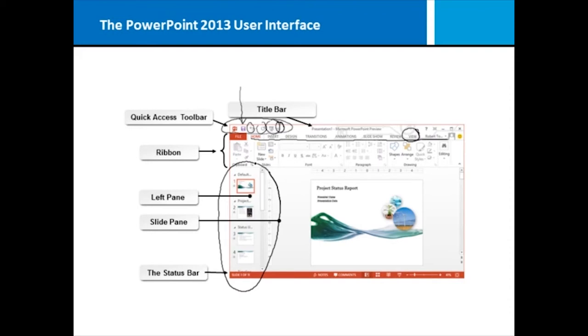And after the ribbon, you have what is called the left pane, and the left pane is where you can see small thumbnails of the slides that are currently in your presentation. You can navigate those. This left pane is what modifies a little bit depending on the view that you're in. So you may or may not even have a left pane. Some perspectives of your presentation don't even show this left pane.